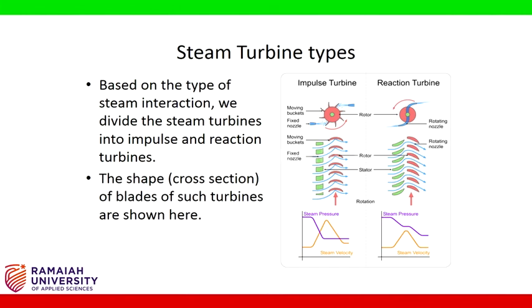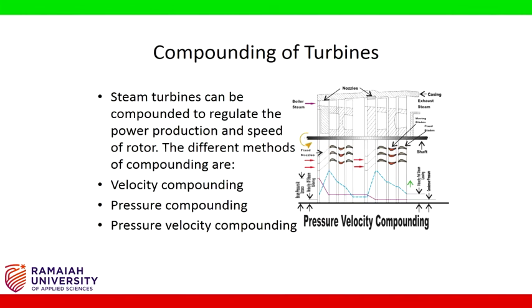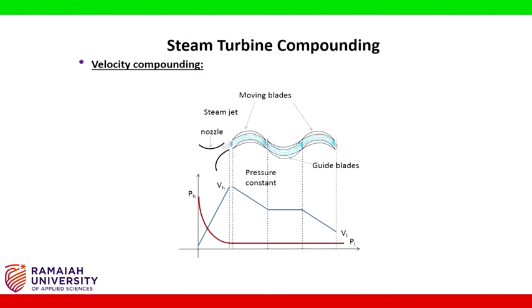Based on the type of steam interaction, we divide the steam turbines into impulse and reaction turbines. Steam turbines can be compounded to regulate the power production and speed of the rotor. The different methods of compounding are velocity compounding, pressure compounding, and pressure velocity compounding.